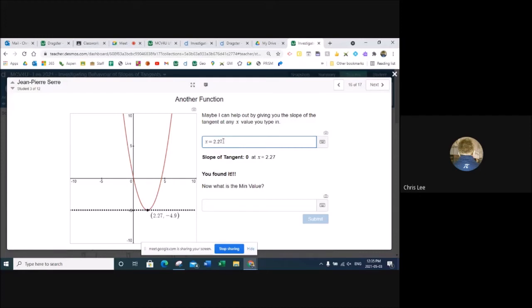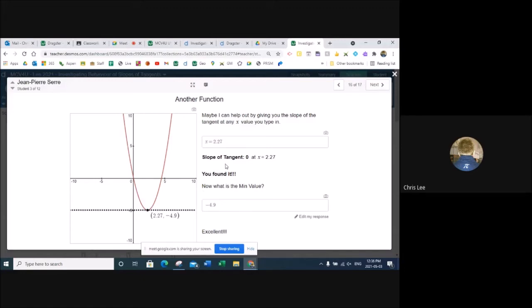So the X value was 2.27, and then you can now read that the min value is negative 4.9. So this function actually goes down to negative 4.9. But it does highlight some of the problems with just expecting Desmos to give us the answer. Like I purposely set it up so you couldn't, so you had to go closer and closer. And when the numbers get smaller and smaller, it's harder and harder to be accurate.